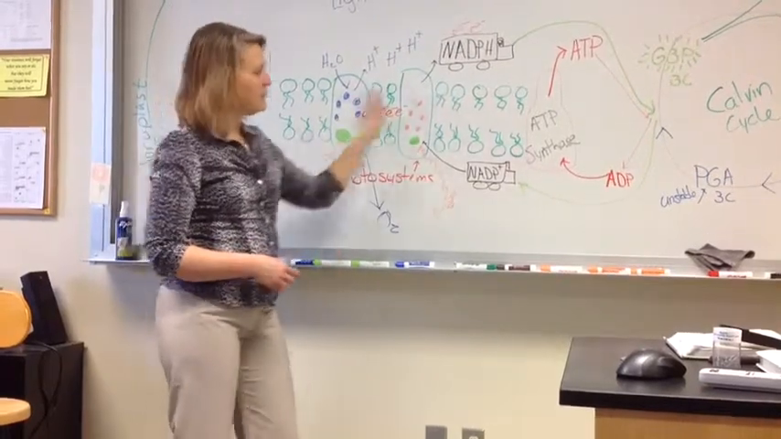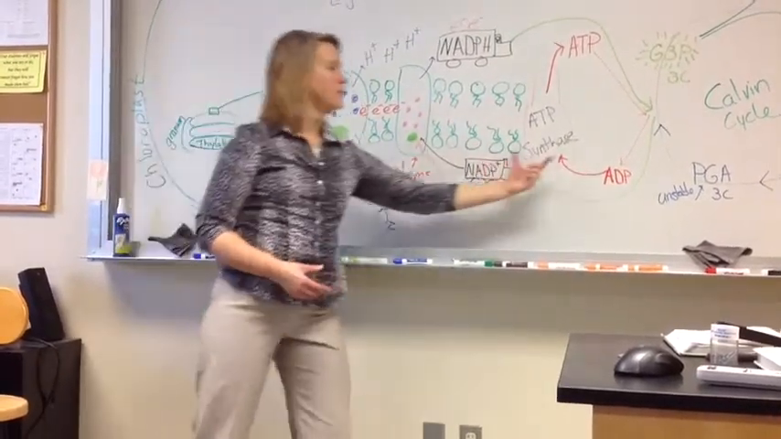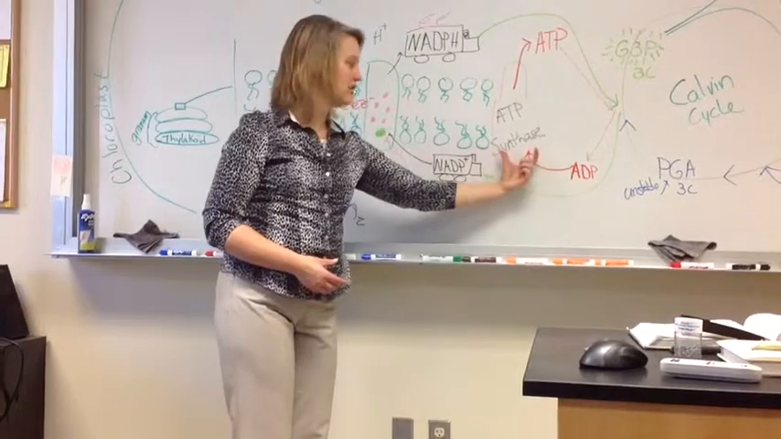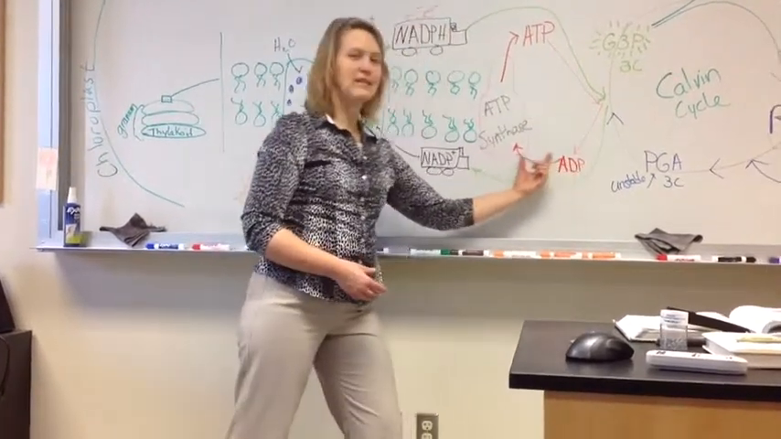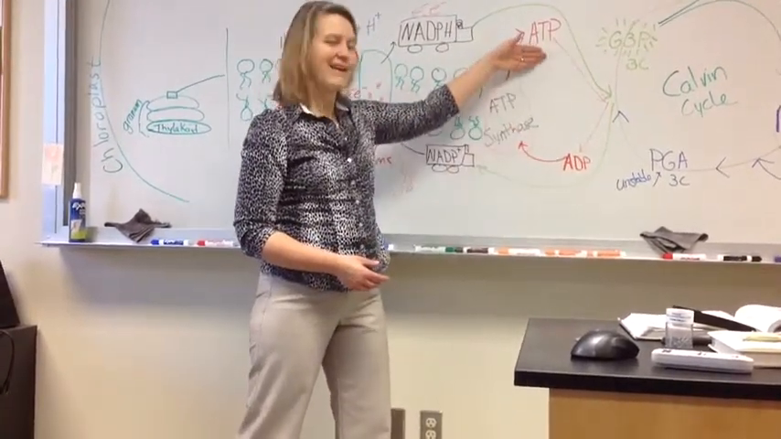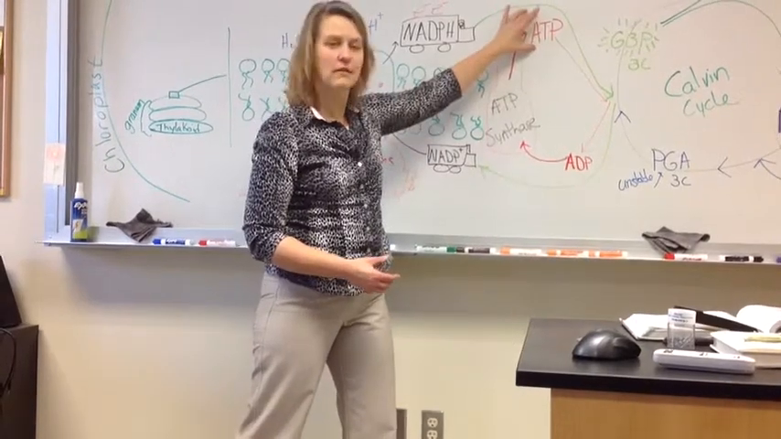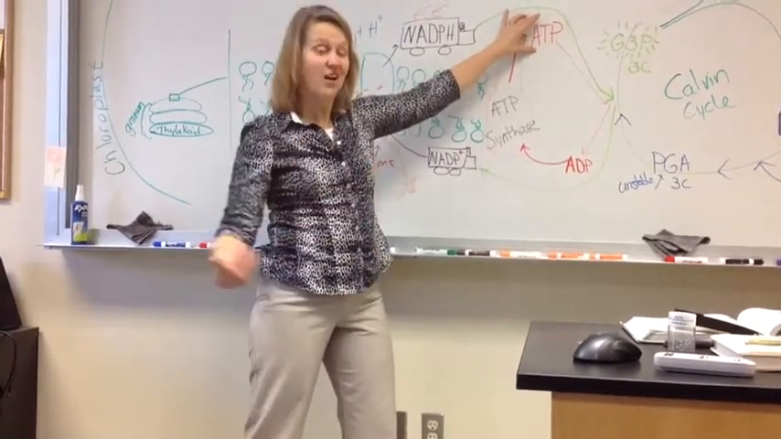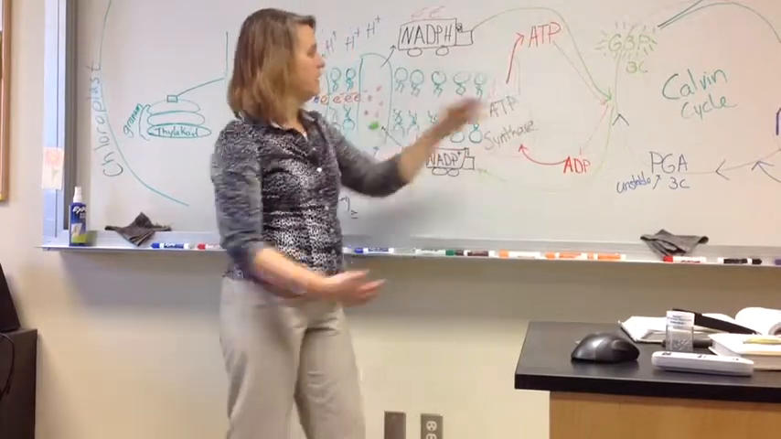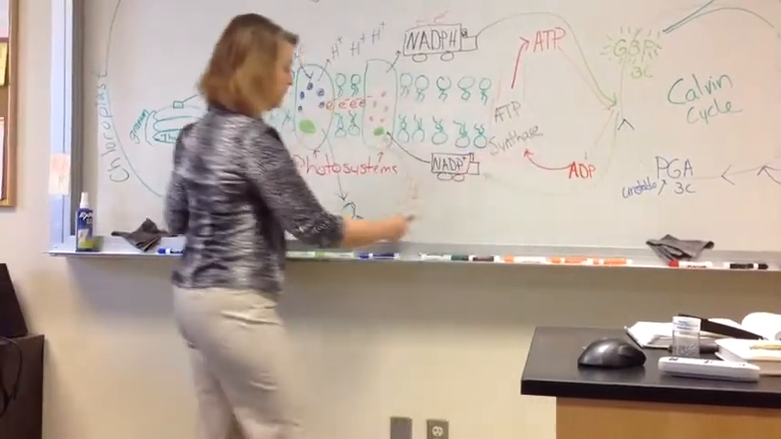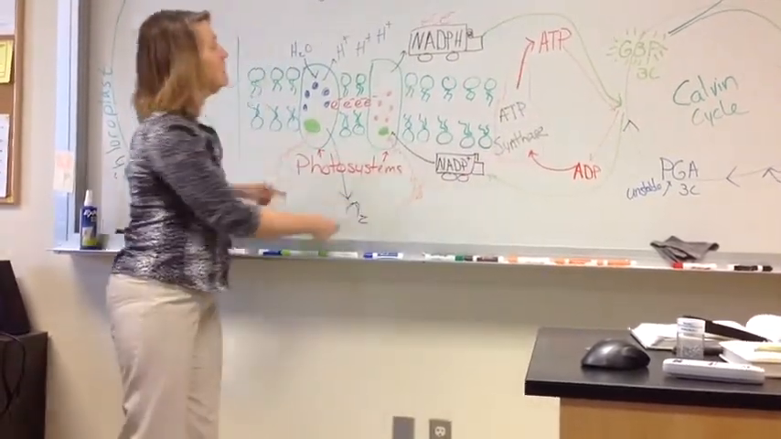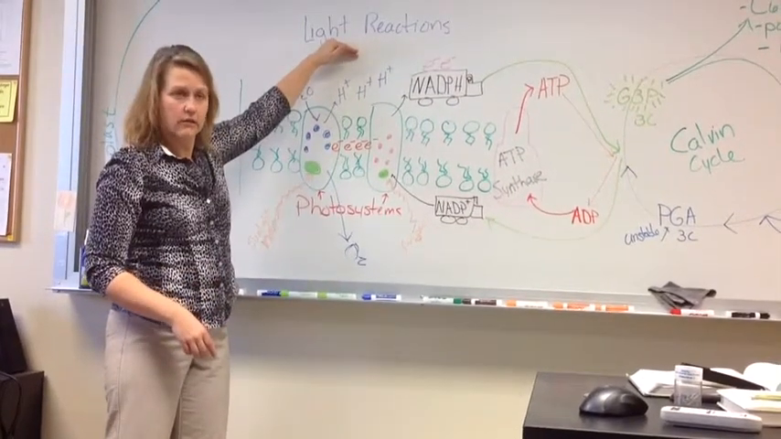The third thing that happens in the thylakoid membrane is ATP synthase does its job, taking in ADP, making ATP. This is the loaded cellular energy that plants and our cells use. All of this cannot happen without sunlight starting the reaction, so we call these the light reactions.